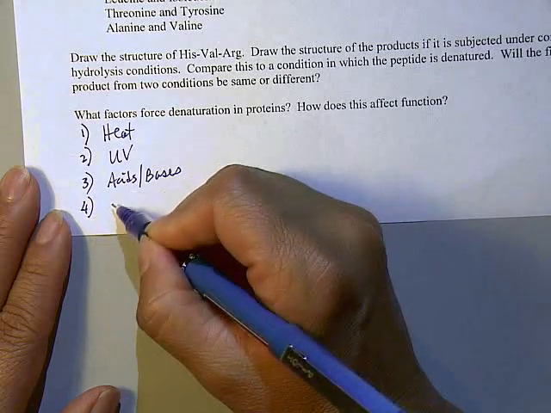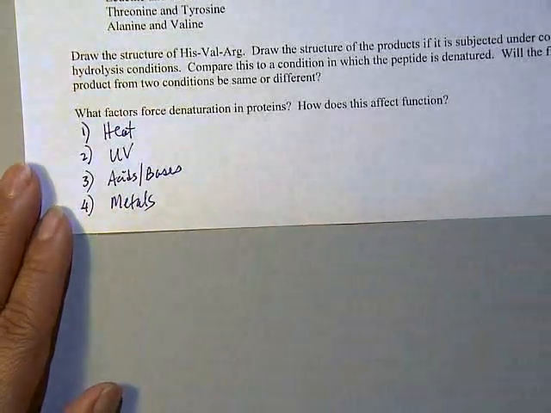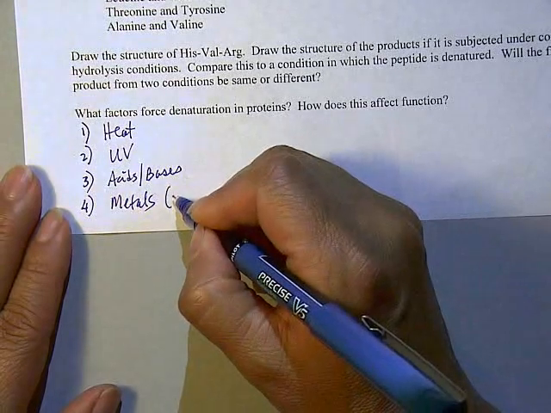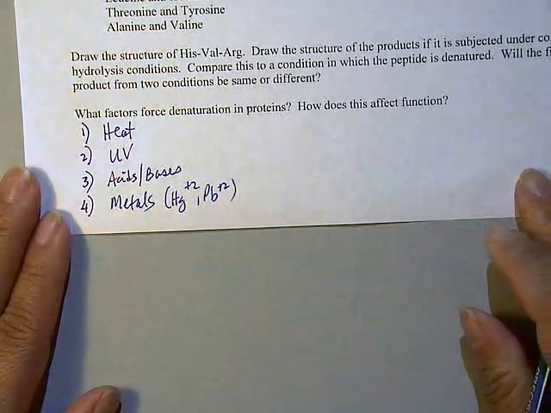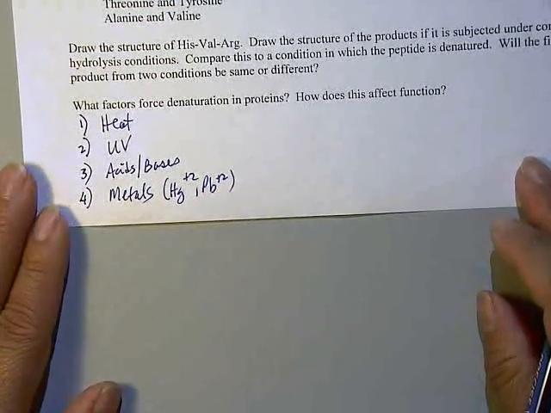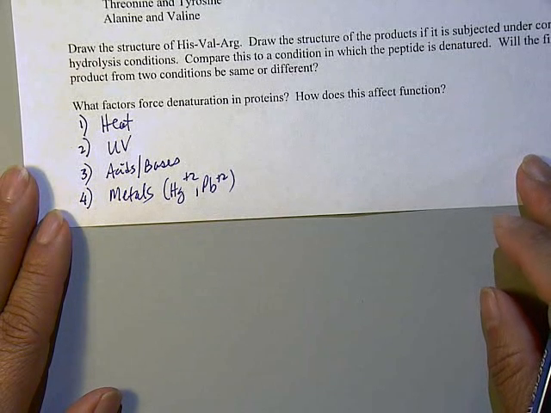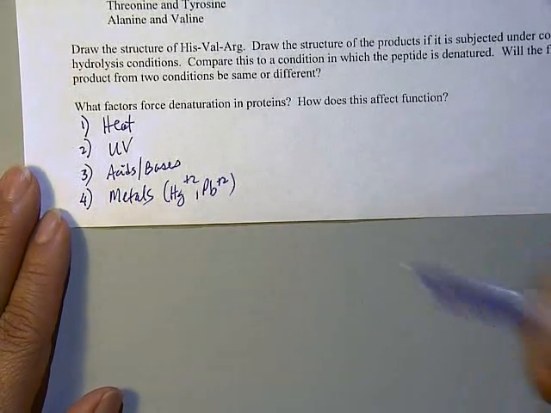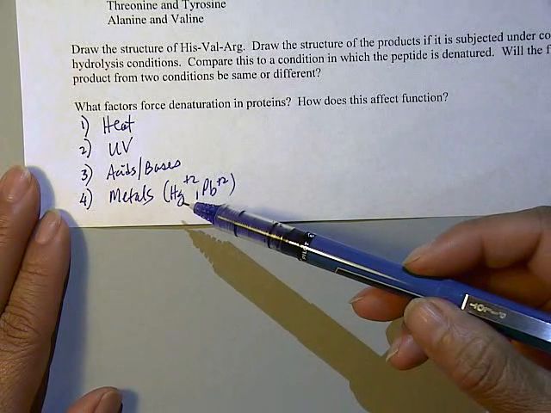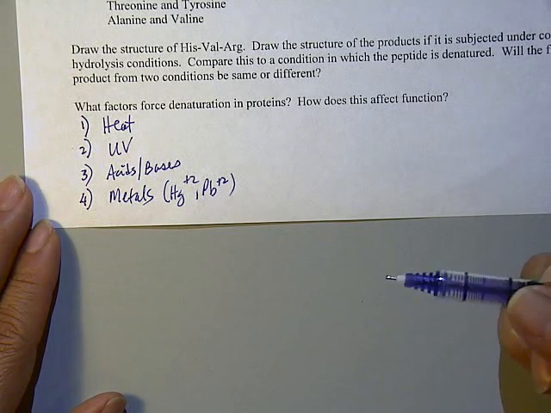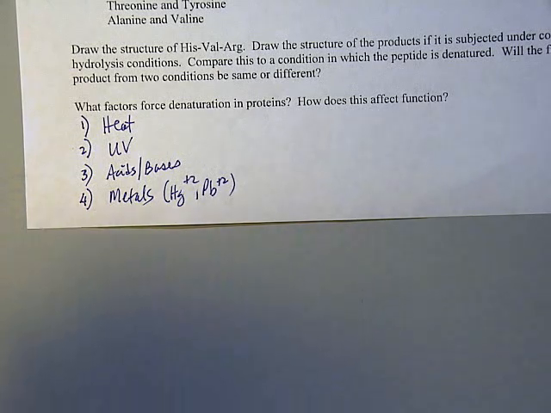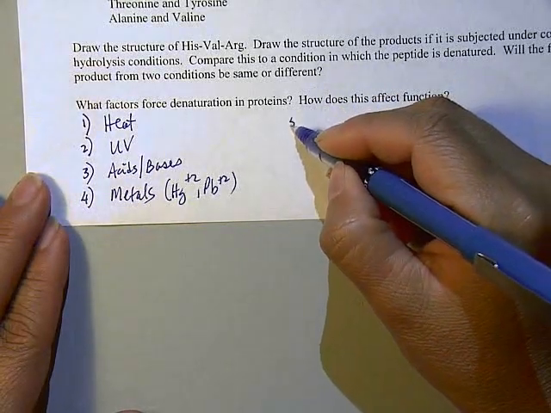And then some metals cause denaturization, especially mercury, as you know, and lead. You've heard these before, and so you want to avoid poisoning of these metals. What happens is that a lot of these metals are attracted to functional groups. Because the 2D and 3D-ness of a protein is based on electrostatic interactions and hydrogen bonding, the metals could disrupt that and cause the shape to unravel.